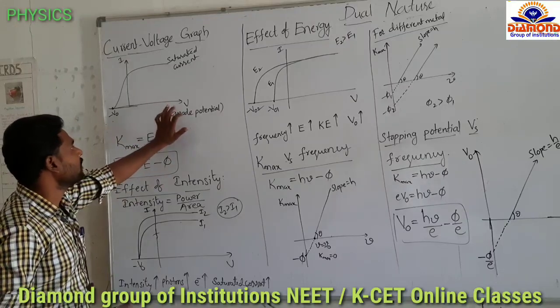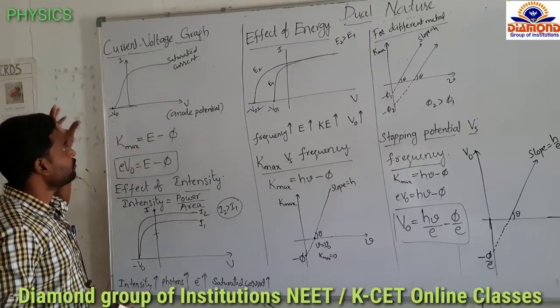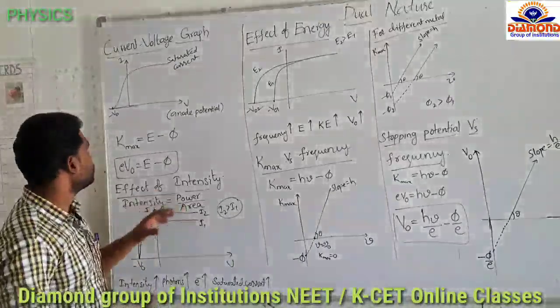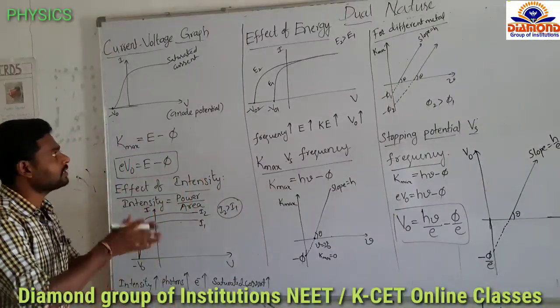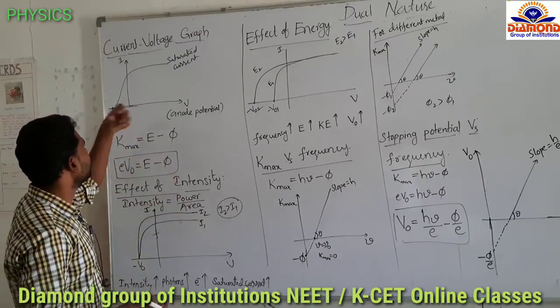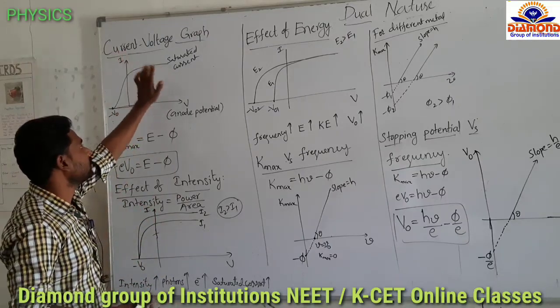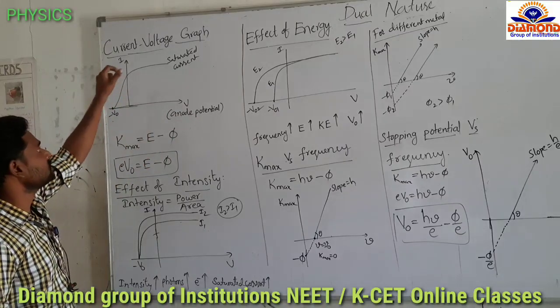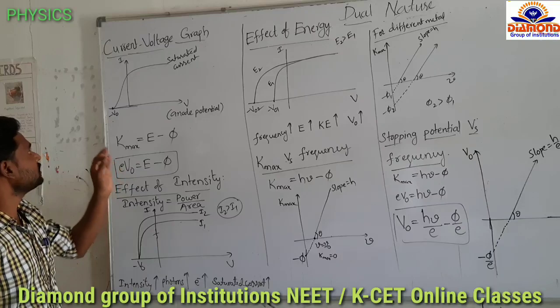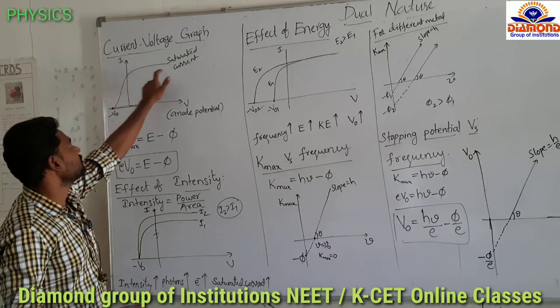At one particular potential, the number of photons falling on the cathode and the number of electrons reaching the anode become the same, and then the current will be saturated. So at a particular potential, the number of photons falling on the cathode is equal to the number of electrons reaching the anode, then the current will be saturated.